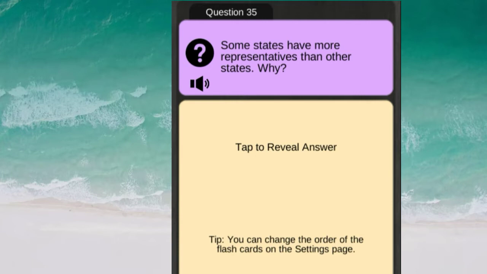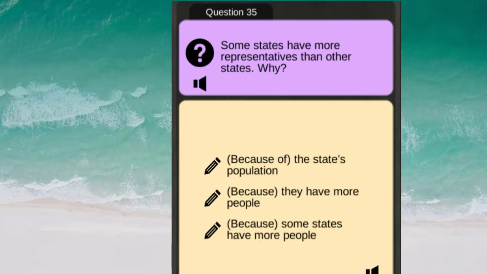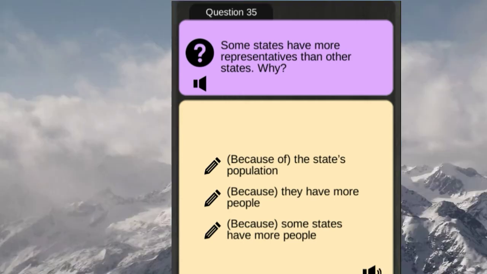Some states have more representatives than other states. Why? Because of the state's population. Because they have more people.